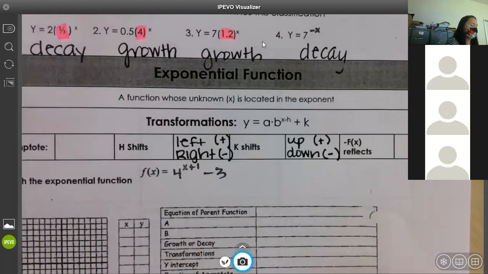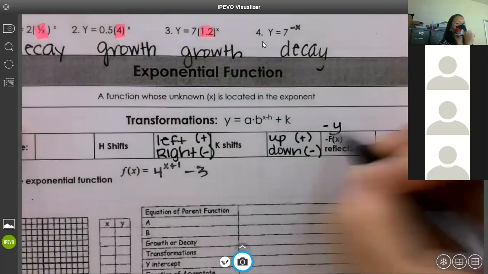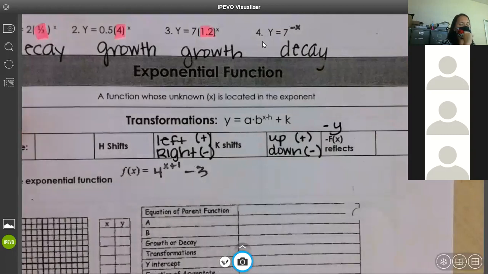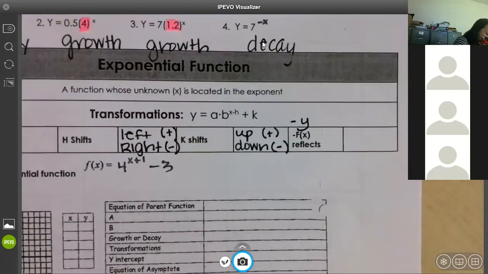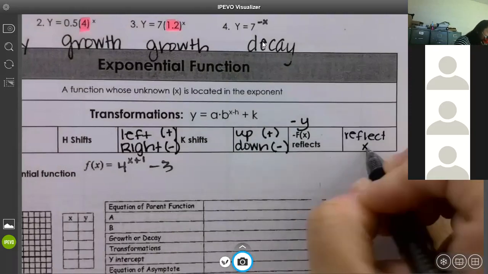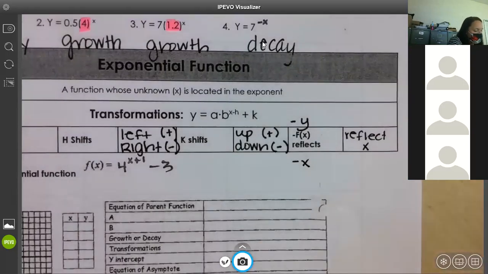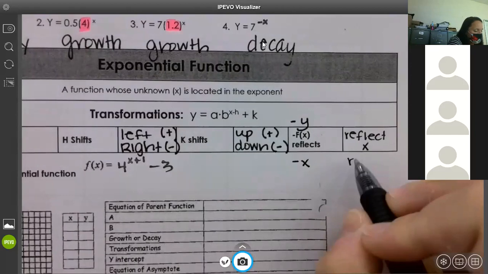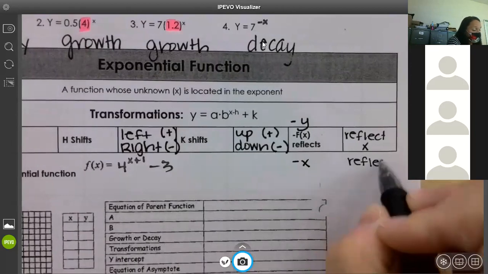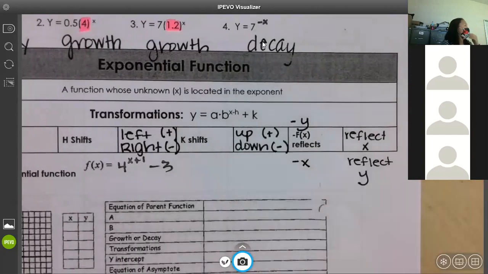All right, if we look at this one, it says change Y. Remember, f of x is the same as y. So if it changes y, what does it do? Reflects X. Perfect. What if it's a negative x? What does it do? Reflect what? Y. Again, that whole little chart right there, you already know. That's nothing we've done new.